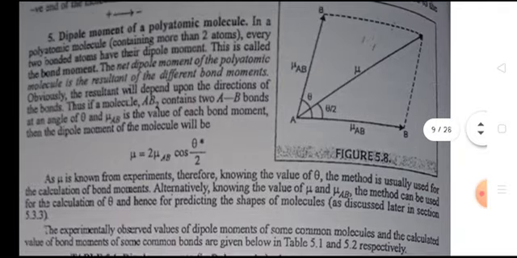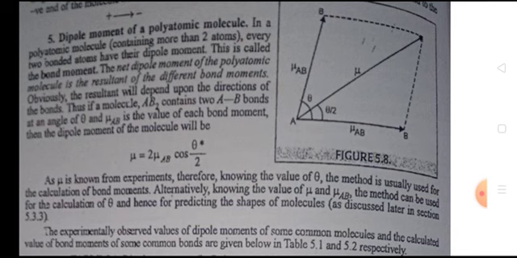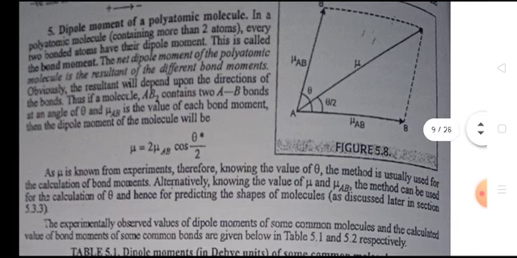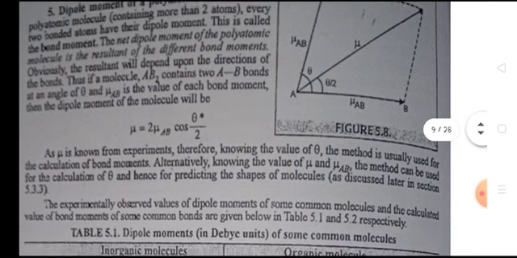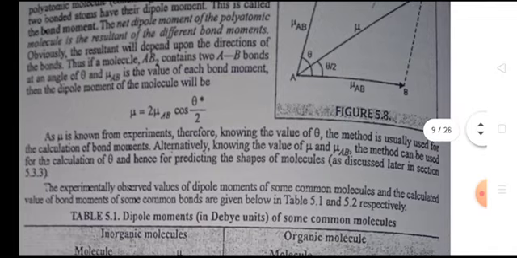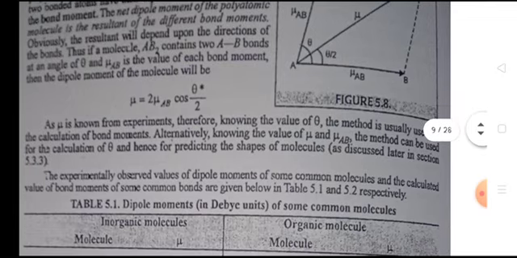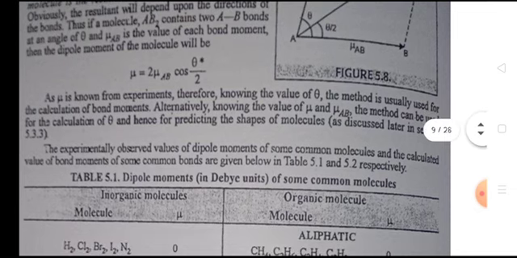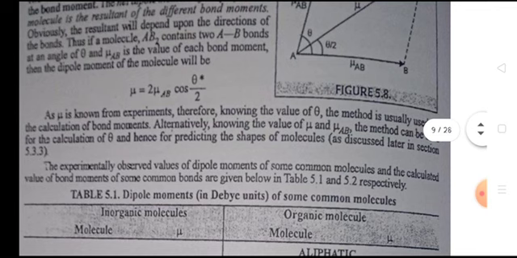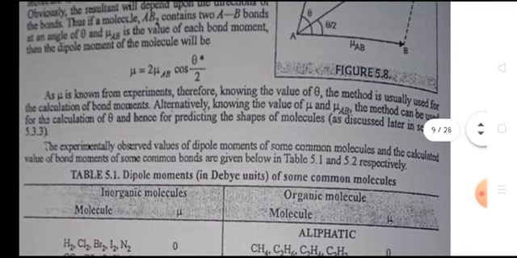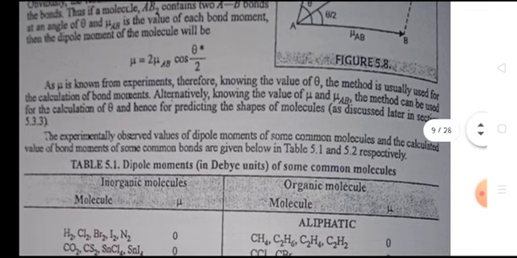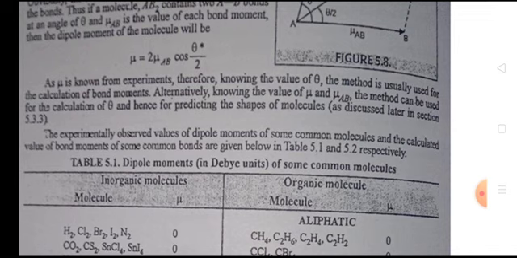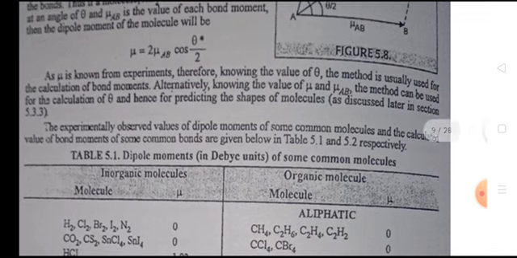Dipole moment of a polyatomic molecule. In a polyatomic molecule, every two bonded atoms have their own dipole moment. This is called the bond moment. The net dipole moment of a polyatomic molecule is the resultant of the different bond moments. Obviously, the resultant will depend upon the directions of the bonds. Thus, if the molecule AB2 contains two AB bonds at an angle of theta and mu AB is the value of each bond moment, then the dipole moment of the molecule will be mu = 2 mu AB cos(theta/2).